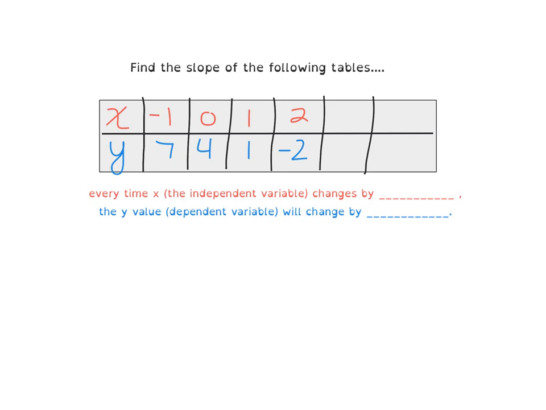So for this, we want to find the slope of this table. We're going to start with words, and then we're going to use some of the other representations. So first, we're just going to look for the pattern. What we can see in the table is that the x values go up 1 every single time. And the y values, I can see that they're decreasing by 3. So every time that the x variable changes by increasing 1, we see that the y value always went down 3.